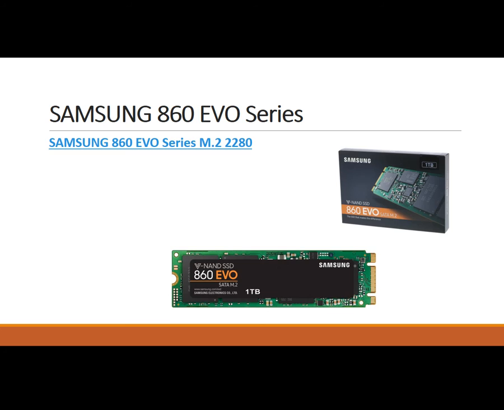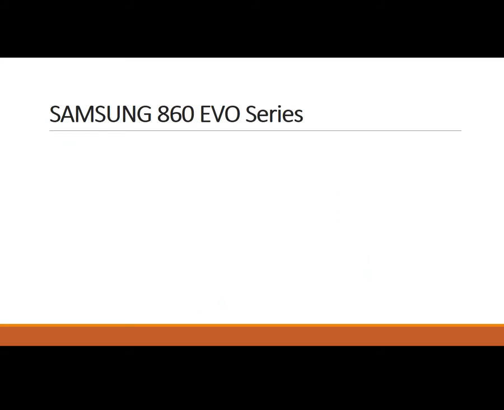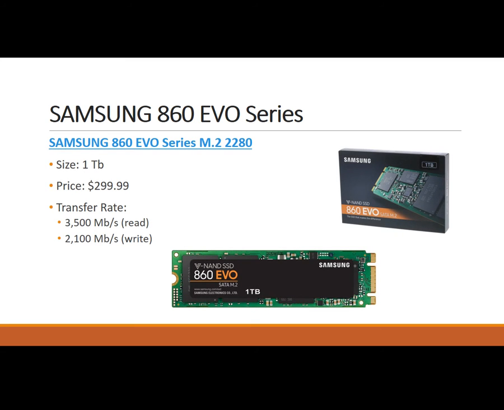The Samsung 860 EVO series, it is 1 terabyte. The price is $299.99. So how much is it per gig? Just move the decimal. It's 29.9 cents.